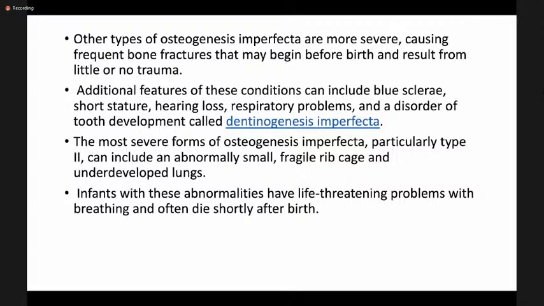Now, the most severe forms of osteogenesis imperfecta, particularly type 2, which we mentioned earlier, can include an abnormally small, fragile rib cage and underdeveloped lungs. And infants with these abnormalities sometimes get life-threatening problems with breathing at birth.